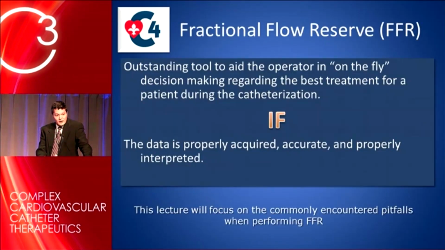There we go. So, as the previous case pointed out, fractional flow reserve can be an outstanding tool to aid the operator in the cath lab on the fly, making decisions on how to treat patients appropriately for revascularization or medical therapy or both, but it's only good enough if it's properly acquired, accurately, and properly interpreted. And so we're going to talk about those pitfalls and the specific issues that we encounter in the catheterization lab to make sure that we get good data to make our decisions on.